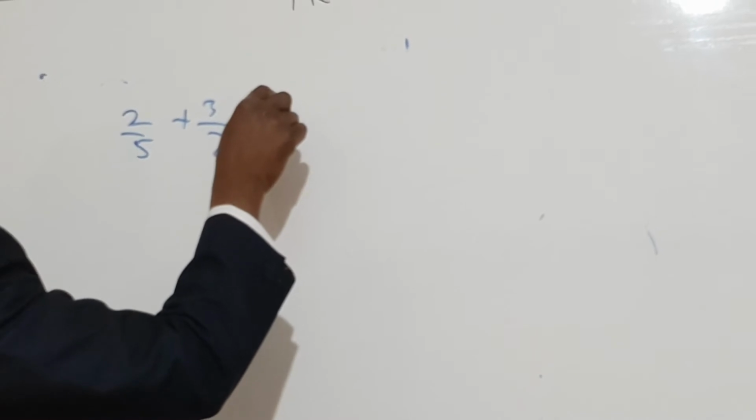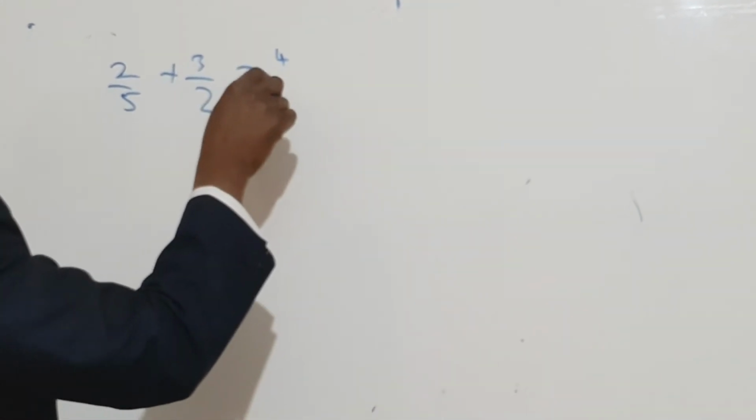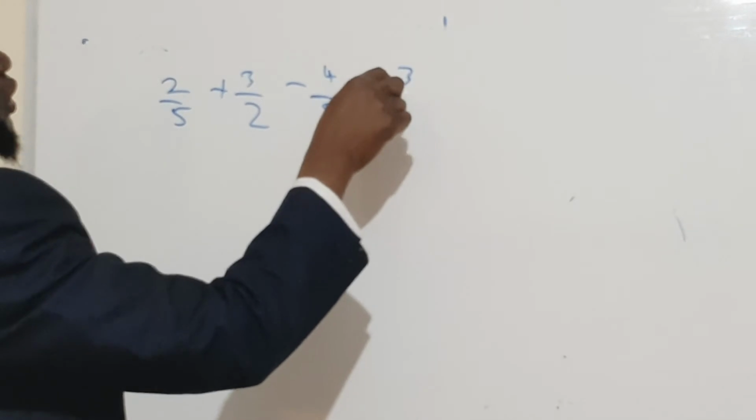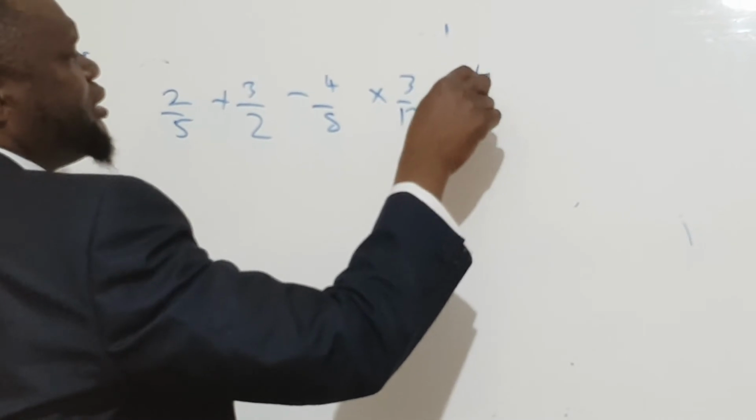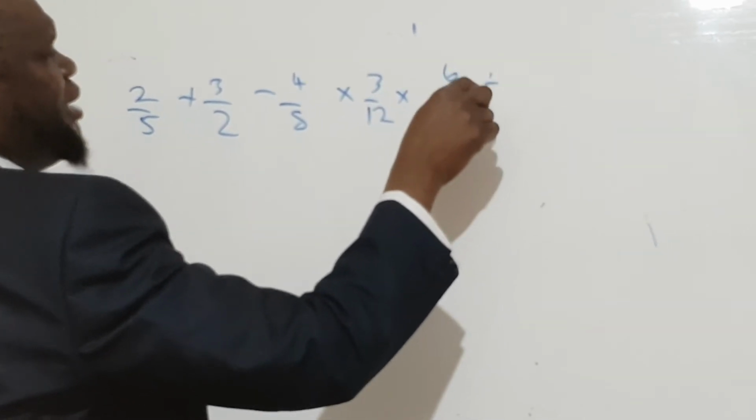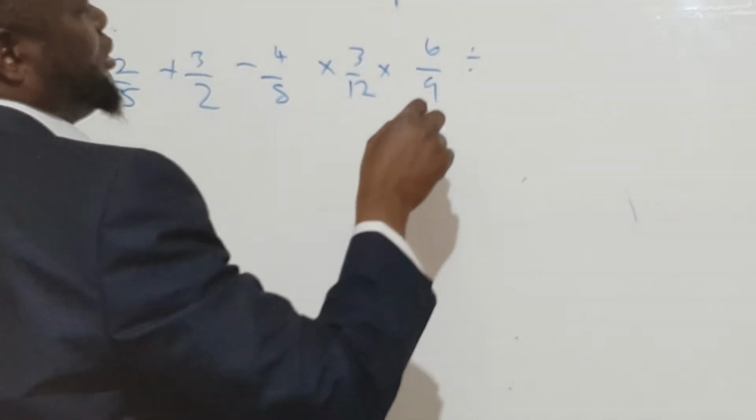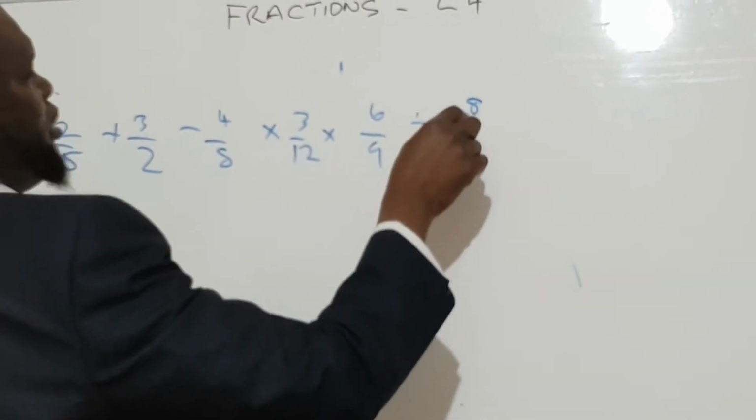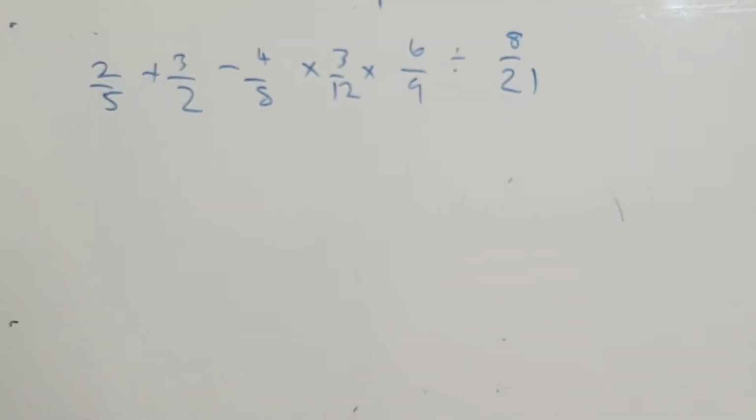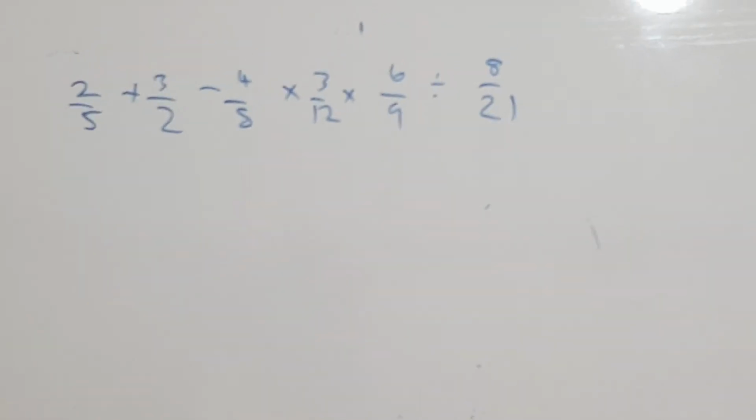Okay. Now let's say you have seen a complicated one. 2 over 5 plus 3 over 2 minus 4 over 8 times 3 over 12 times 6 over 9 divided by 8 over 21. So, folks, look at this. What would you do?